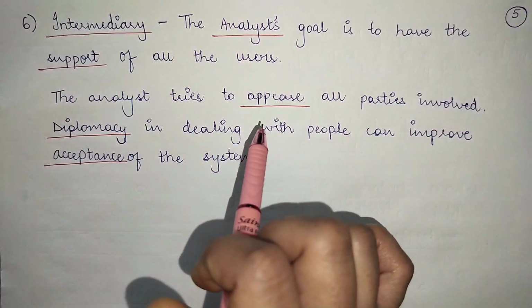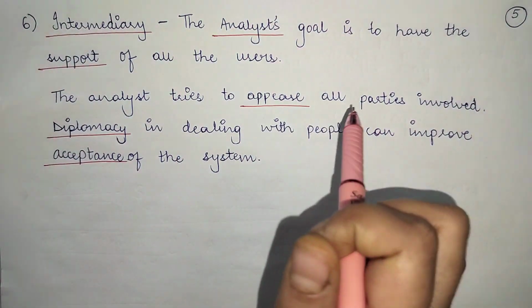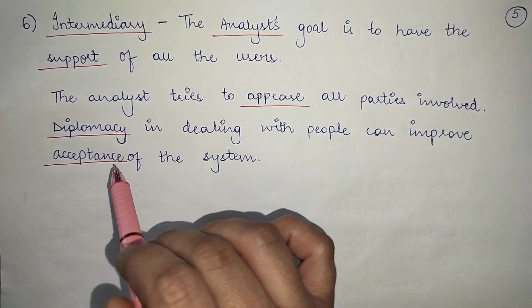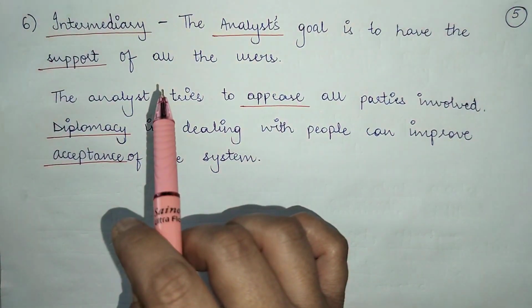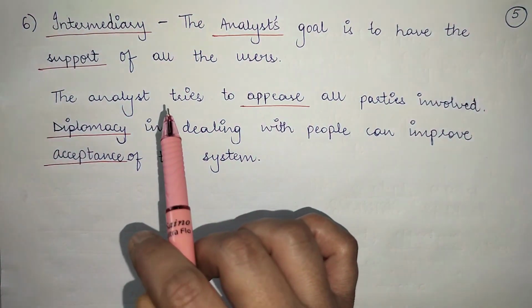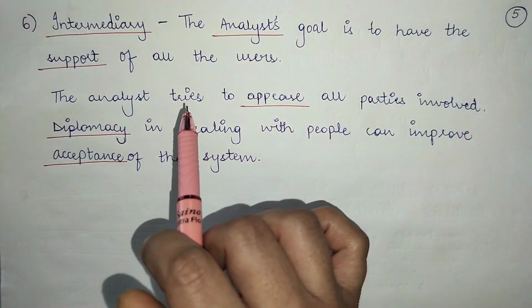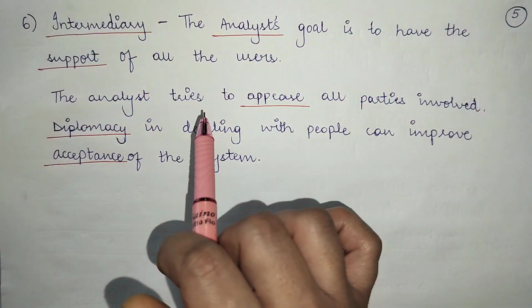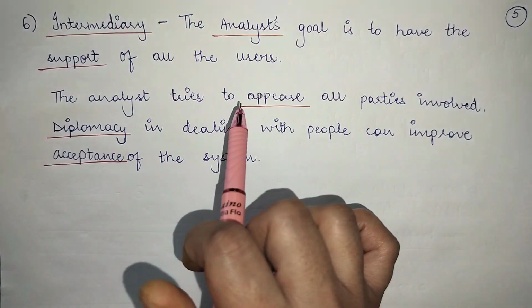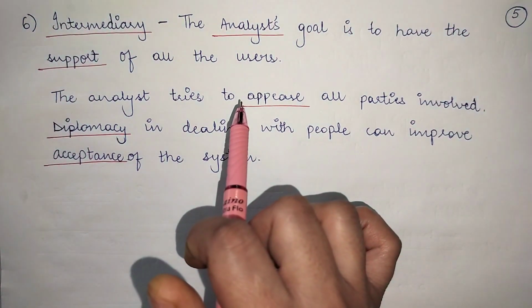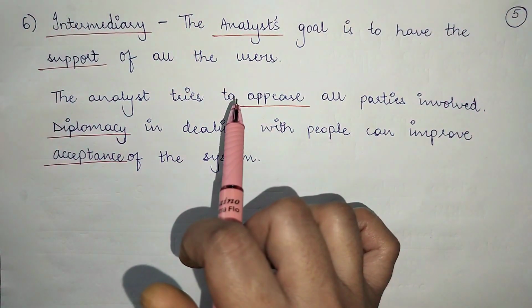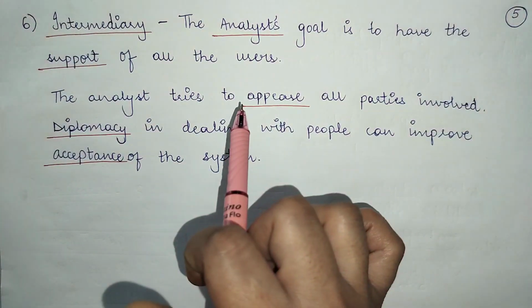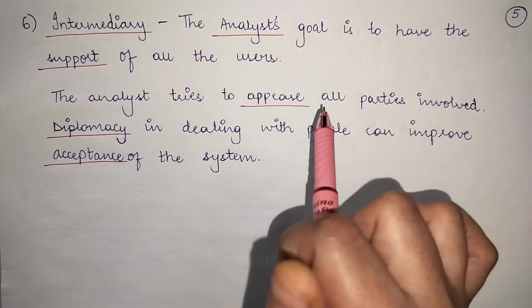The analyst tries to appease or please all parties involved, of course, and to make sure that everyone in the organization supports him. What does he do? He tries to play with the psychology of the people. He tries to please them. Anyone who is involved in the organization, anyone who is involved in the phases of the system development life cycle, his goal is to appease and please them.